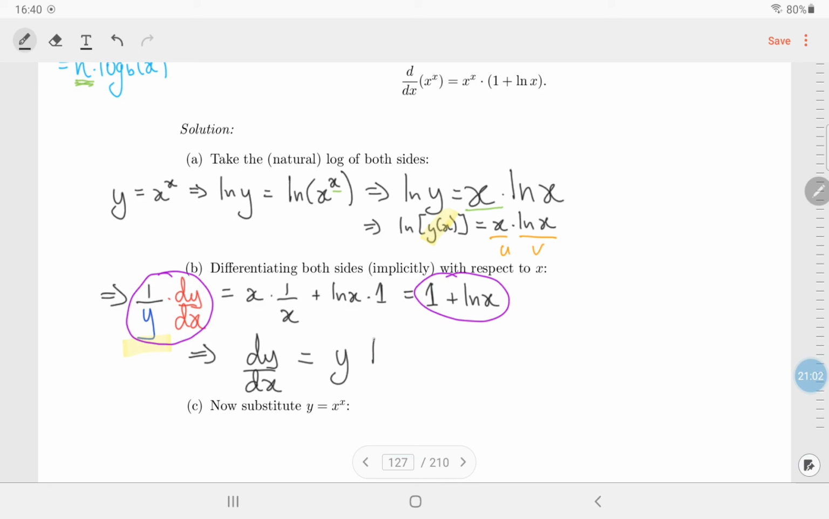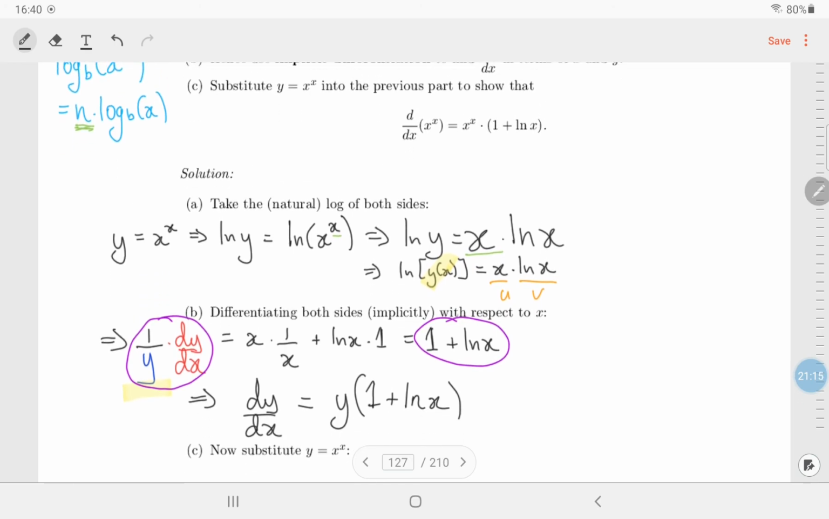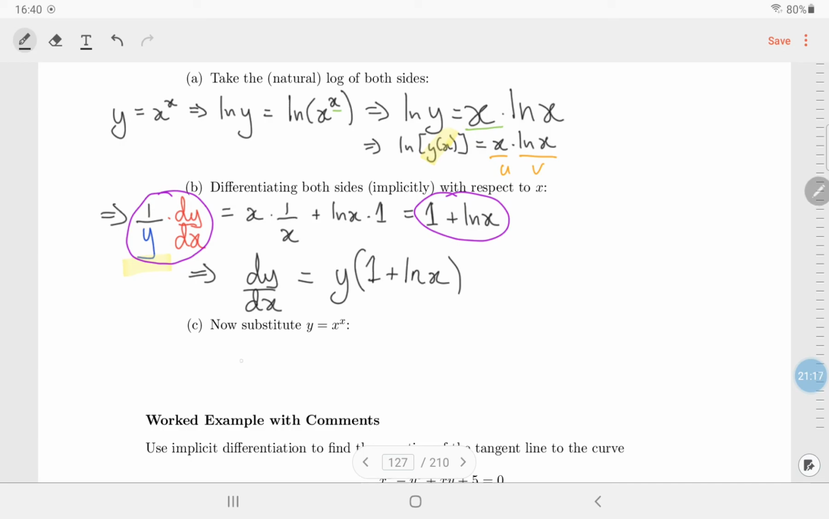Now if you write y, 1 plus log of x, that's dodgy, because of BEDMAS, only the y is multiplying the 1 the way it's written. You need a bracket there. Okay. And then what's the last thing? Substitute y equal to x to the x into the previous part. So therefore, the derivative of x to the x is, just put y equal to x to the x and you're done.